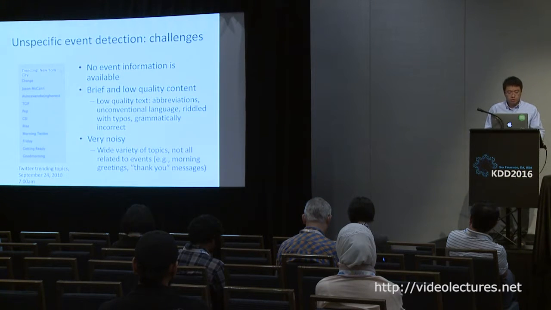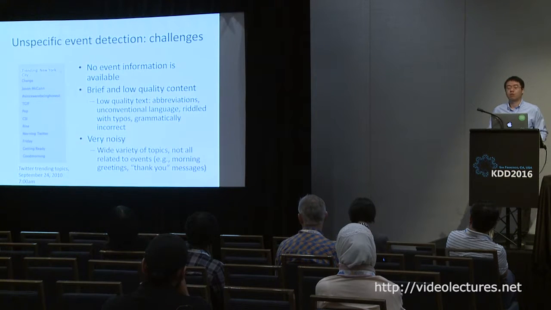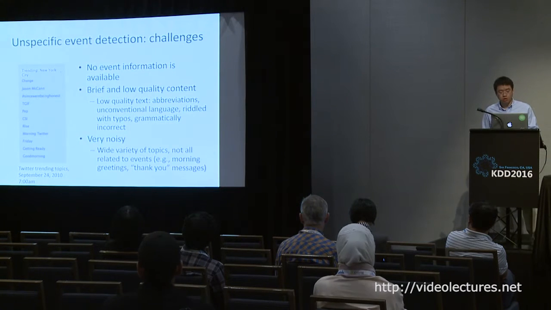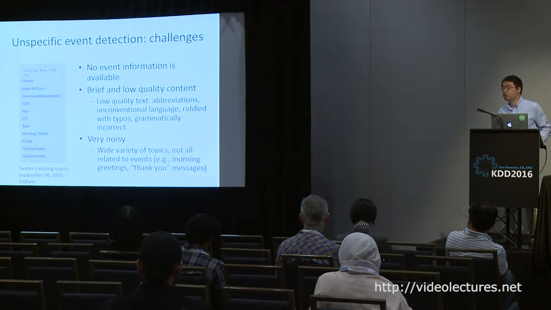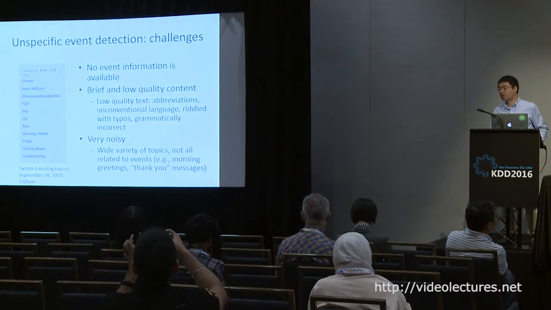Okay, so this is the unspecified event detection. So what are the challenges in this task? Because, as I said, I would say more than 75% of the proposed event detection algorithms fall into this category. The first challenge is that because it's unspecified event detection, there's no event information available to us. So we do not know when the event will happen. We also don't know what type of event, and we also don't know what topics the event covers.